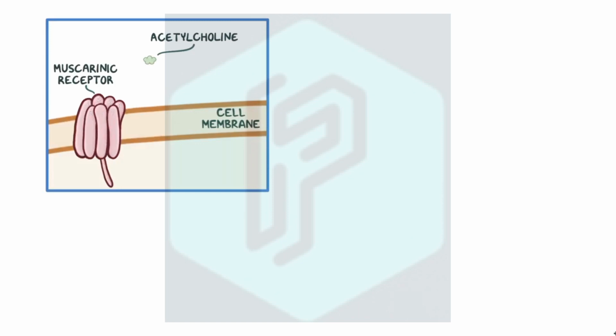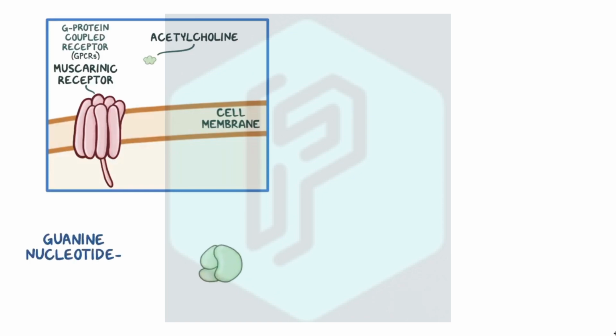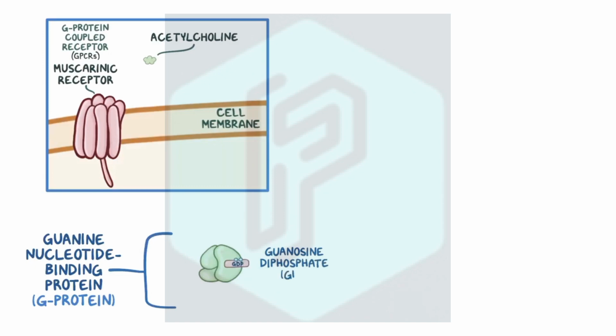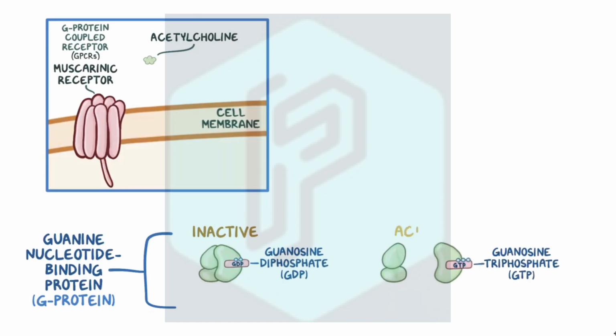Muscarinic receptors are one type of G protein coupled receptors, or GPCRs, because they work directly with intracellular proteins called guanine nucleotide binding proteins, or G proteins, because they bind to a guanosine diphosphate, or GDP molecule when they're inactive, and to a guanosine triphosphate, or GTP molecule when they're active.